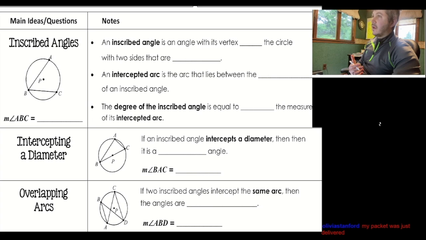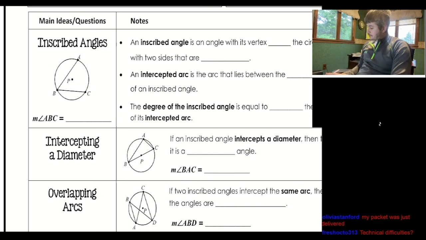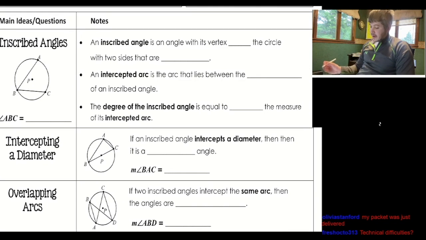So right over here to the side, that is what we see as an inscribed angle. So it's an angle with a vertex on the circle with two sides that are chords. Those chords could be a diameter, it could be something like that, but any two chords that are inside the circle is going to be an inscribed angle.